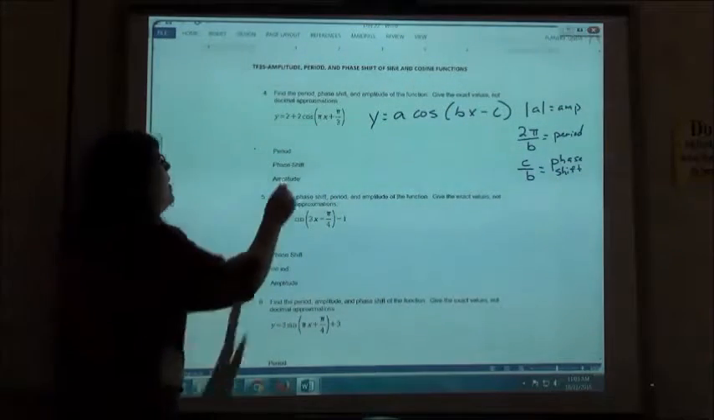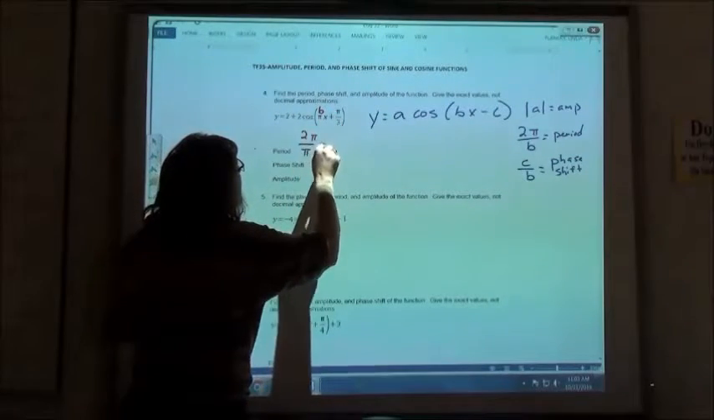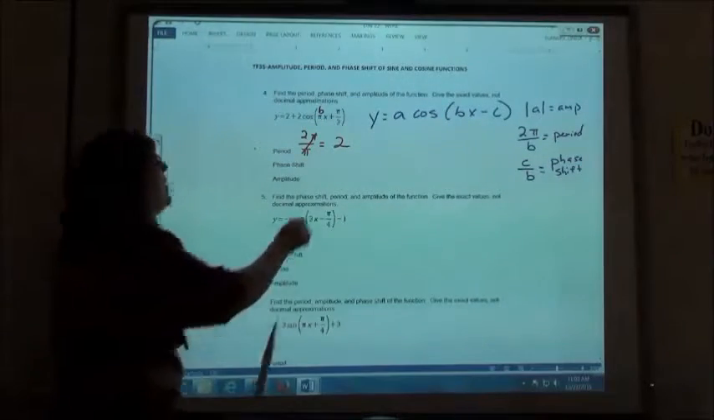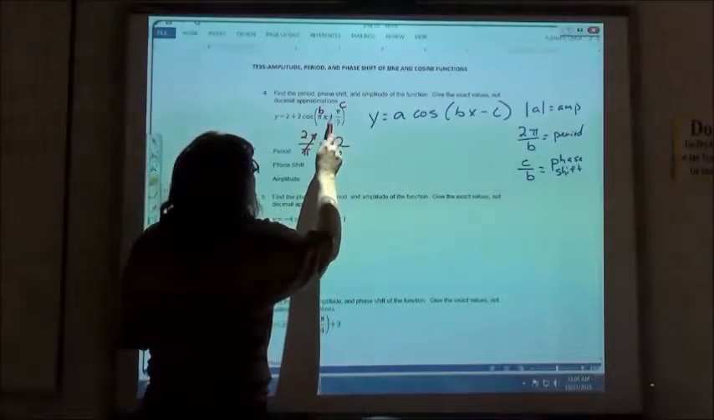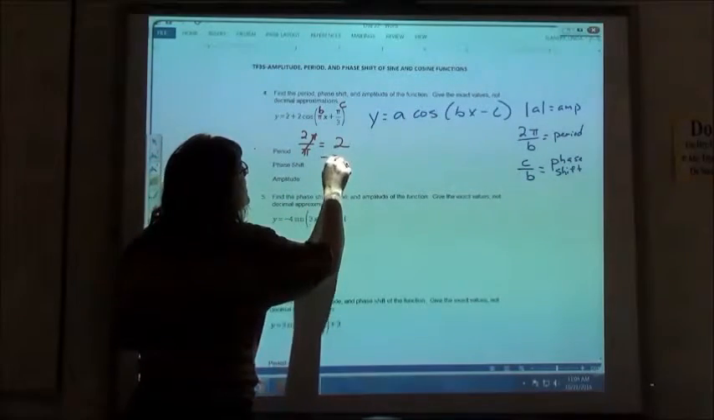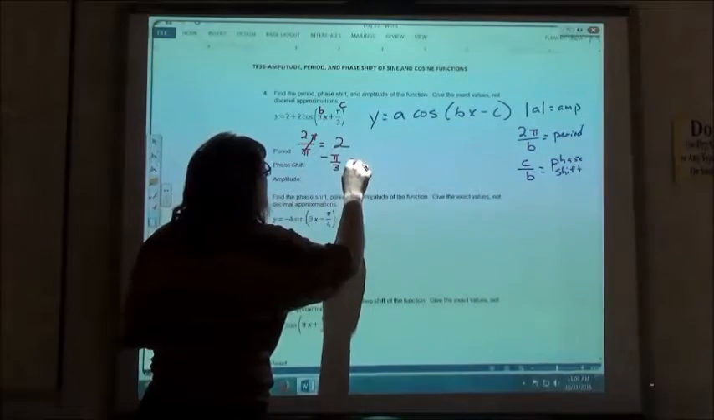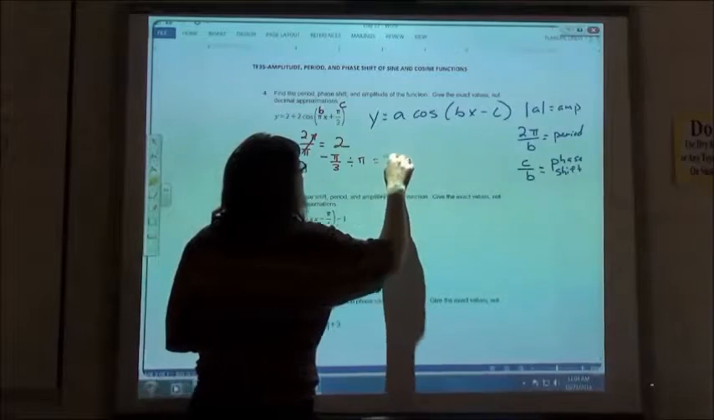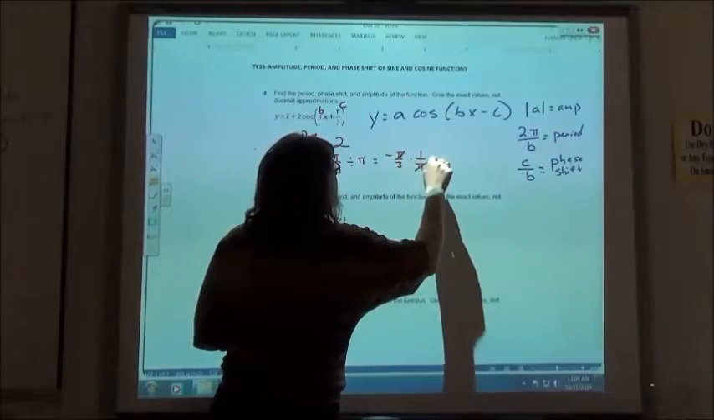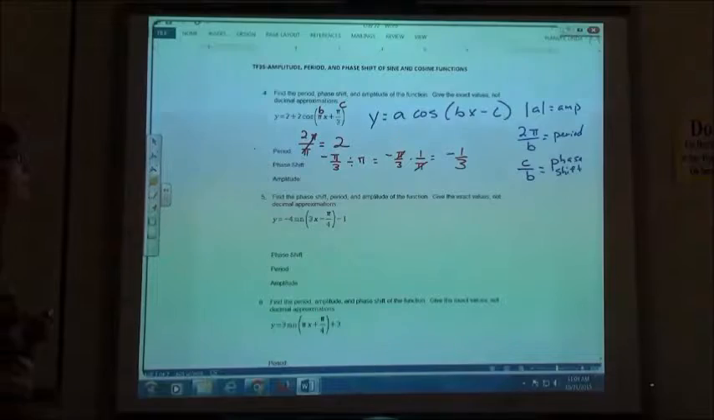So for my period, I'm going to do 2 pi over the b value, which is pi. And so I'm going to get a period of 2. My phase shift, I'm taking the c value. Now notice this is a plus c, so I would have had to have minus and negative. I would have minus pi over 3, so the opposite sign here. I'm going to divide it by pi, which means I'm going to have negative pi over 3 times the reciprocal, and those are going to cancel out. So negative 1/3 is going to be my phase shift.